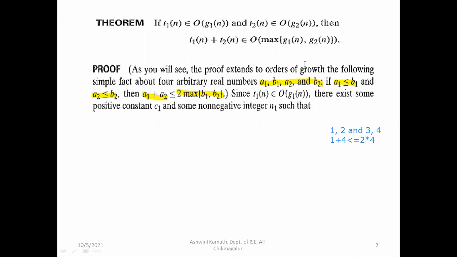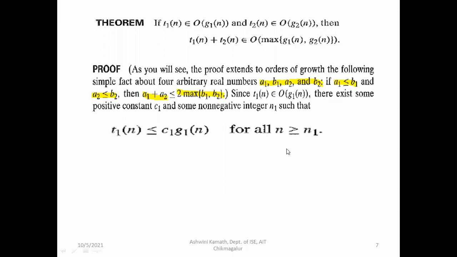You take any four arbitrary real numbers a1, b1, a2 and b2. a1 must be less than or equal to b1 and a2 must be less than or equal to b2. Then a1 plus a2 is less than or equal to 2 into the maximum of b1 or b2. Since T1 of n belongs to big O of g1 of n, there exists some positive constant C1 and some non-negative integer n1 such that, as we know from the big O notation, T1 of n is less than or equal to C1 into g1 of n for all n greater than or equal to n1.